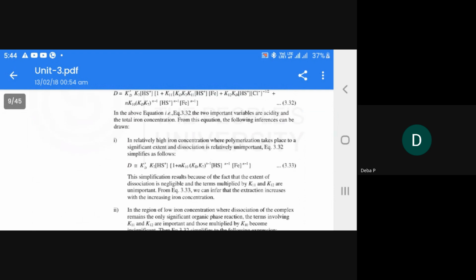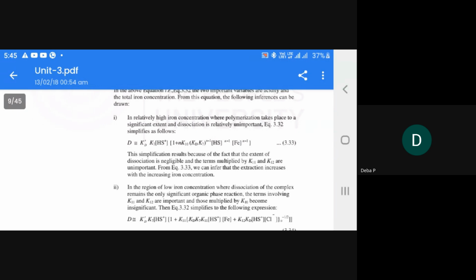From this equation the following conclusion can be drawn. At relatively high iron concentration, where polymerization takes place to a significant extent and dissociation is relatively unimportant, equation 3.32 can be simplified because there will be no dissociation. So D, the K7 part we have taken, and K11 and K12, which are the dissociation parts, everything we equalize, so it will be equal to 1. So we will get 1 plus n K10 into Kp into this part. The first term, 1 plus K11 and K12, is very small, so we neglect that. This simplification results because the extent of dissociation is negligible, so K11 and K12 are unimportant.